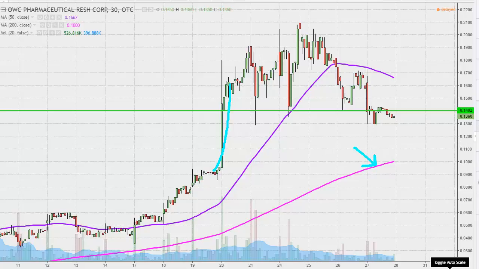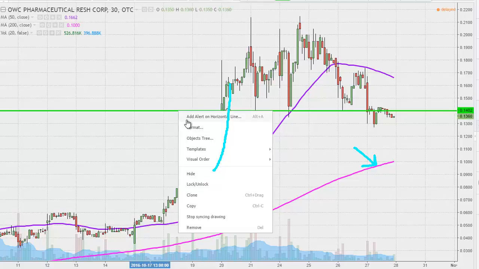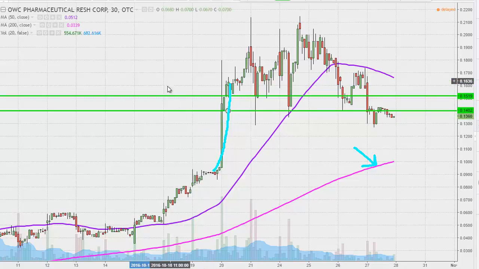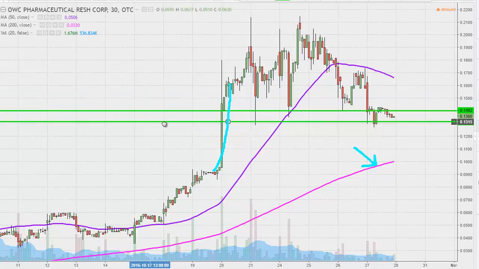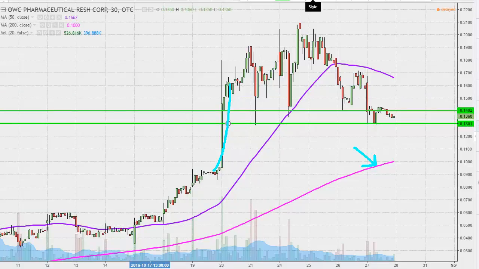Now, there is another area of support that I would call more so a miniature area of support, but that's right here at 13 cents. So if that 14-cent level cannot hold, then you can see here that there is some history of the price at this level acting as support a couple of times, including today.